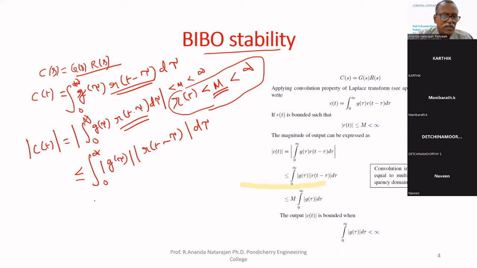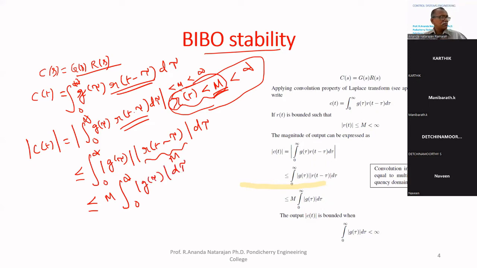Or we can say that it is less than or equal to, this can be replaced by M, because R of T is less than M. So it can be replaced by M. Therefore, M times the integral from 0 to infinity of modulus of G of tau, d tau. You can say like that.